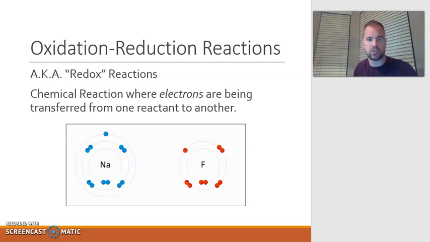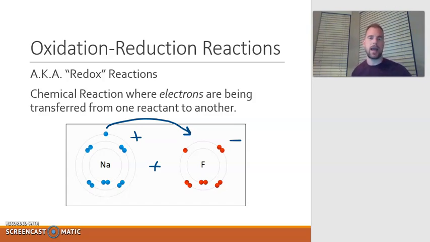A redox reaction is a chemical reaction where electrons are being transferred from one reactant to another. So let's say, for example, I was taking solid sodium and reacting it with fluorine. So those are our reactants. What ends up happening in this example is sodium would actually donate its electron to fluorine, resulting as a product, sodium would now be positive and fluorine would now be negative.